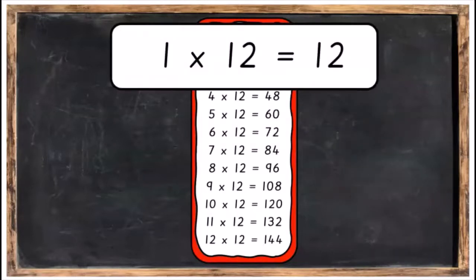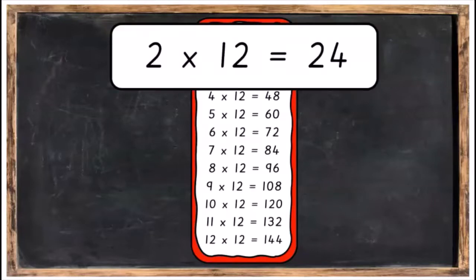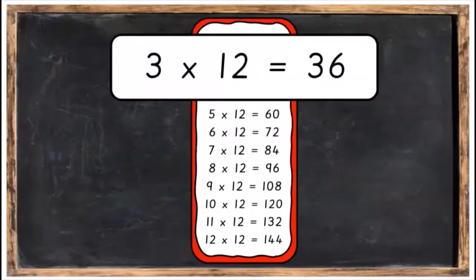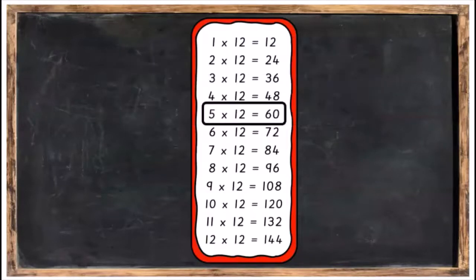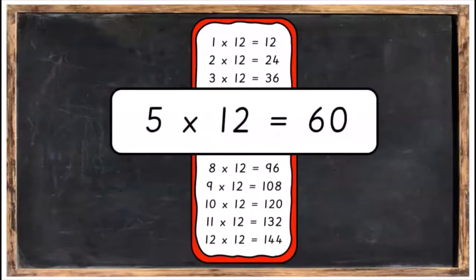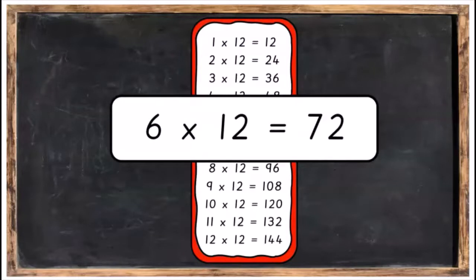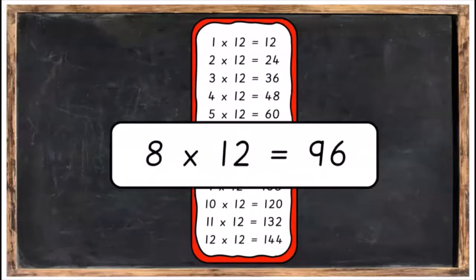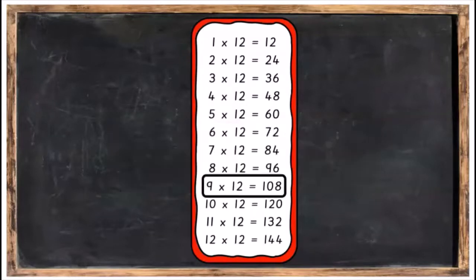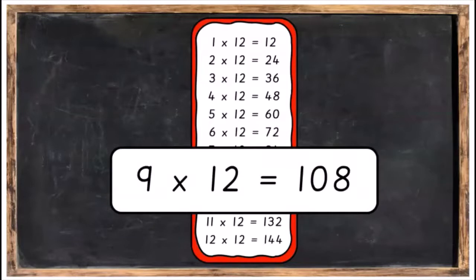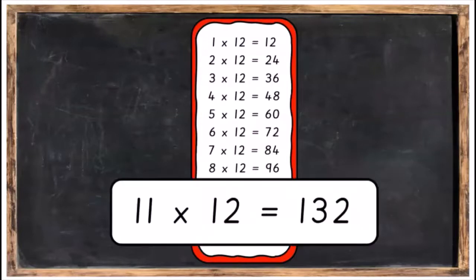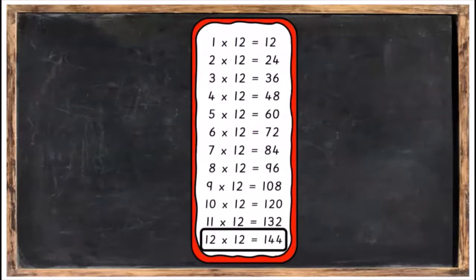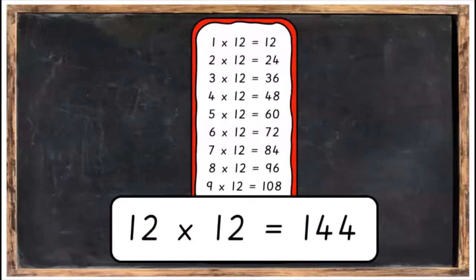1 12 is 12. 2 12s are 24. 3 12s are 36. 4 12s are 48. 5 12s are 60. 6 12s are 72. 7 12s are 84. 8 12s are 96. 9 12s are 108. 10 12s are 120. 11 12s are 132. And 12 12s are 144.